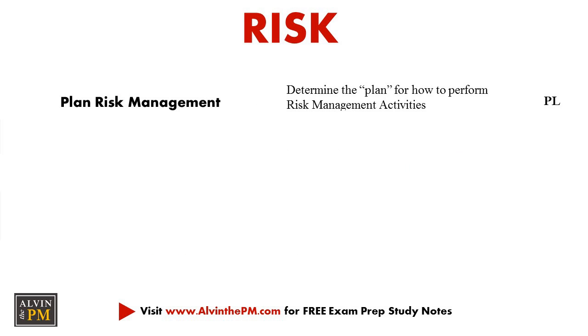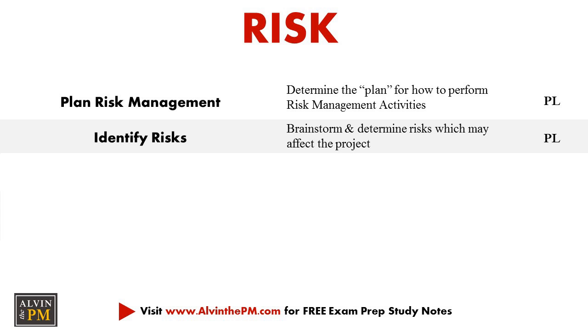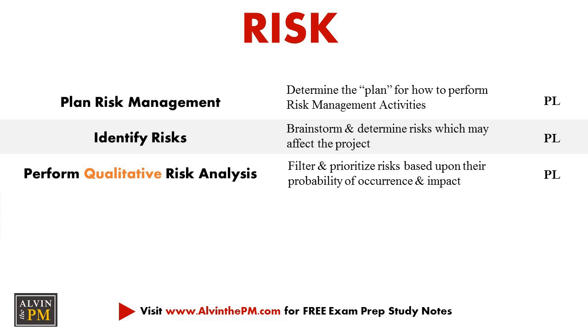The first process group is plan risk management, where we're figuring out how we'll perform risk management during our project, meaning what is our plan to manage and control our risks. And then we'll work with our team to identify risks which may impact our project. We'll take this list and prioritize them by performing qualitative risk analysis.